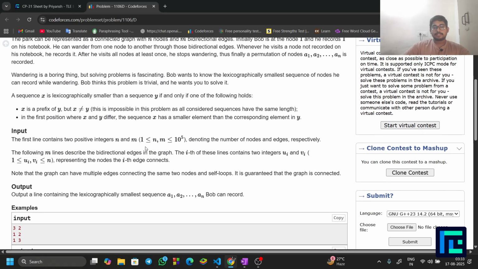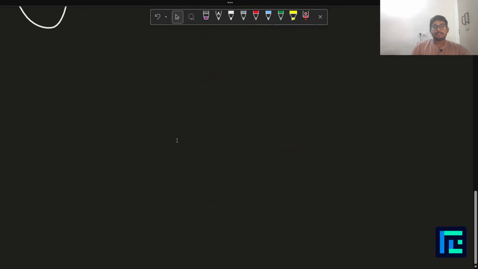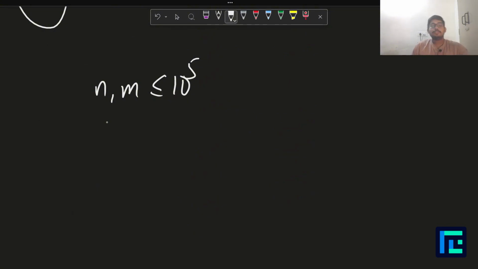Before that, let's analyze the time complexity by looking at the constraints to know which time complexities would be optimal for the problem. So n and m are given up to 10 to the power 5. So what time complexities would be fine for this problem? Both n and m are 10 to the power 5, so something like order of n or even n plus m would be fine.